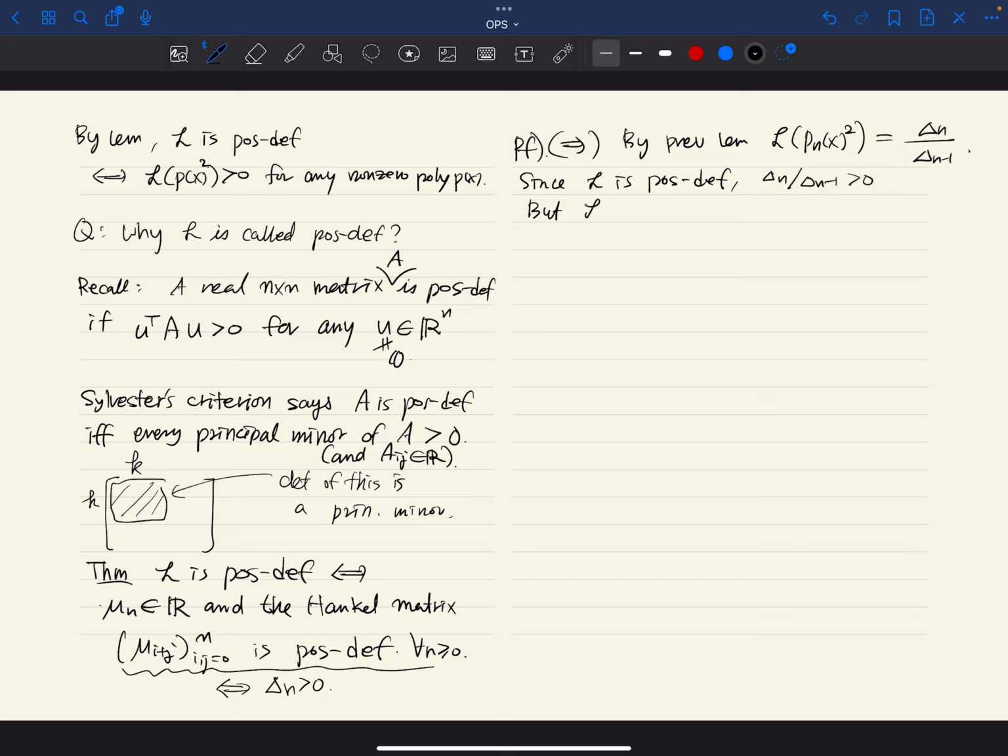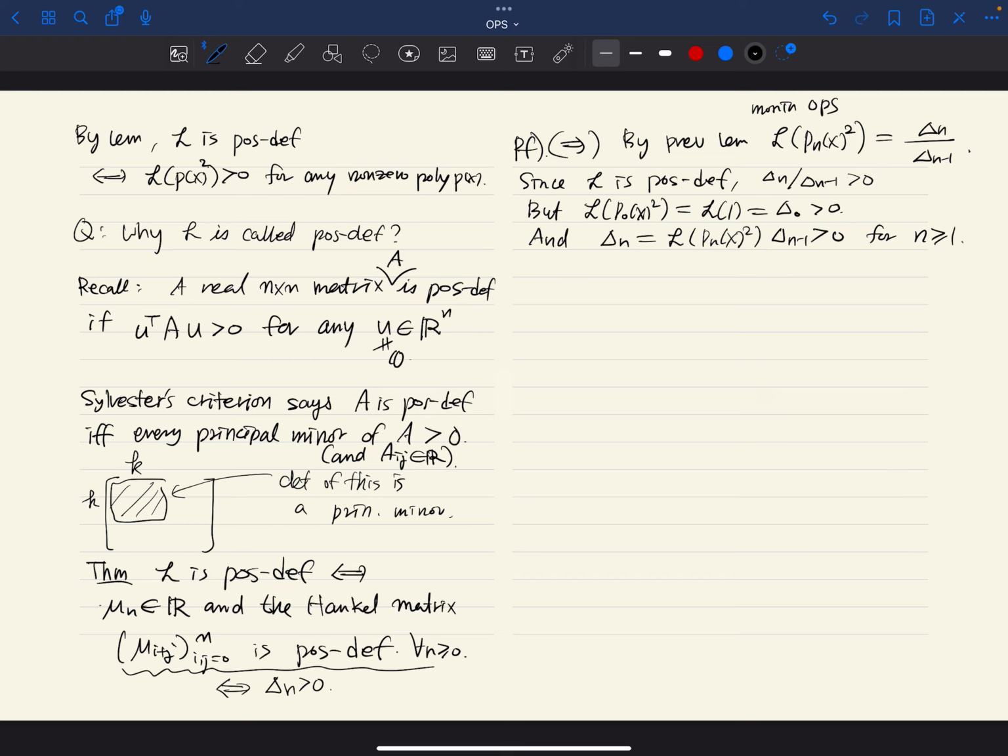But actually, if you plug in 0, this is just the monic OPS. This is positive, which is just delta 1 over delta 0. This is positive. So the initial condition holds. So delta n is also positive for n greater than or equal to 1. So that's the proof. One direction is easy.